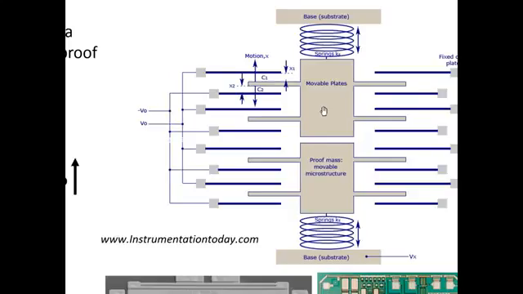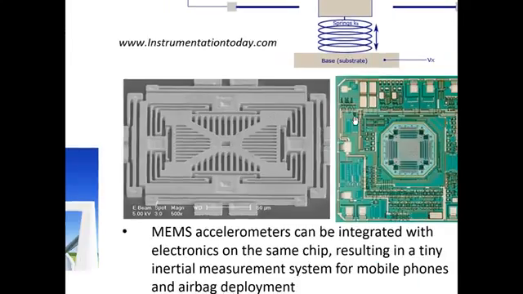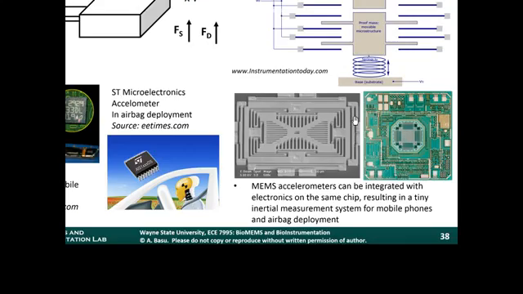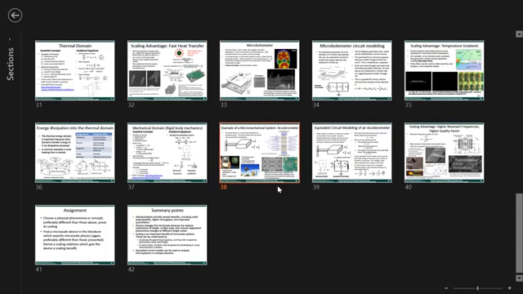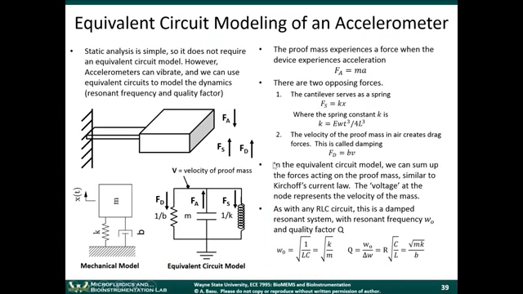So this is an example of an accelerometer that's only moving in a single axis, and this one below, you can imagine how this idea can be extended to double and triple axis sensors. So this is the example. Now, what we're interested in is how we can model these devices and what the scaling benefits of these devices are. This is the equivalent circuit modeling of an accelerometer.